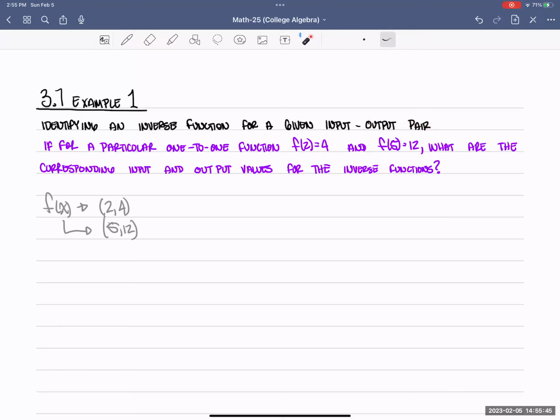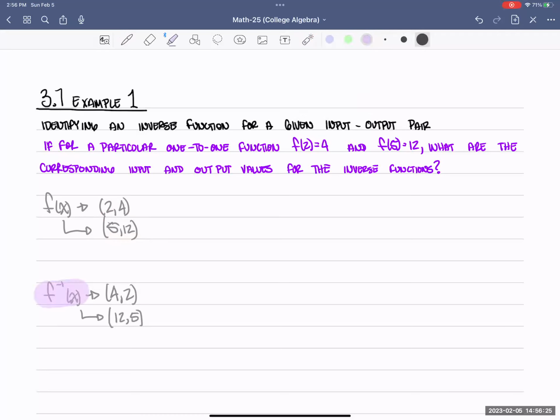Now looking at that, our inverse function is going to switch all the values. It's going to switch the domain and the range. So for our inverse function, f inverse of x, instead of 2 comma 4, we have input 4, output 2. So 4 comma 2. And our second point is going to be the opposite of this one: input 12, output 5. Input 12, output 5. And that's it.